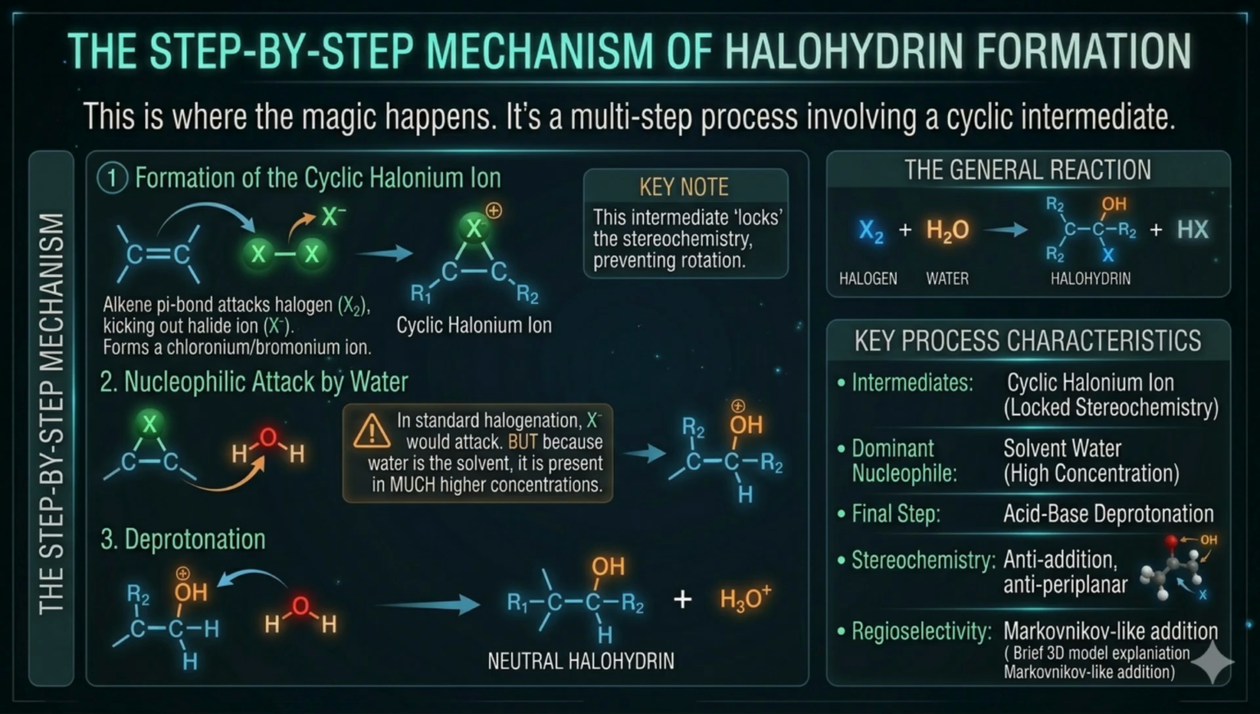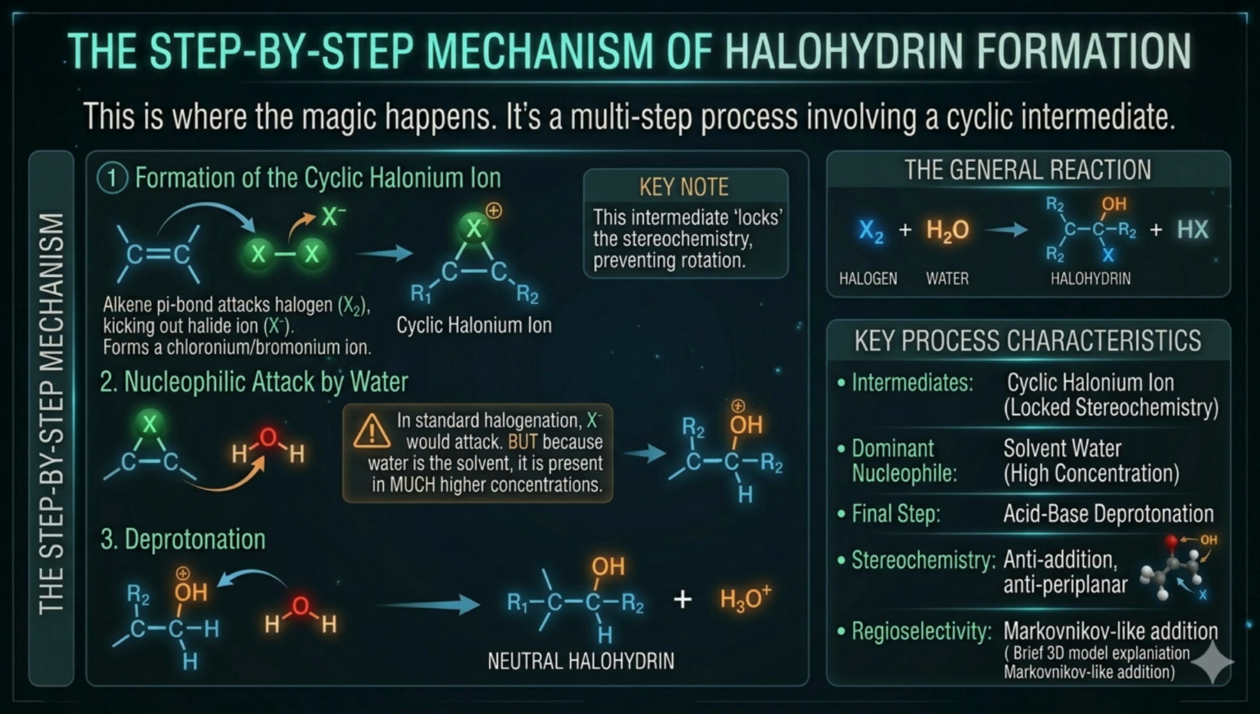Let's see the step-by-step mechanism. Step 1. Formation of the cyclic halonium ion. In the first step, the alkene's pi bond acts as a nucleophile and attacks a halogen molecule. As the halide ion is kicked out, a three-membered ring called a cyclic halonium ion is formed. As noted in the keynote, this bridged intermediate is incredibly important because it locks the stereochemistry of the molecule, preventing any bond rotation.